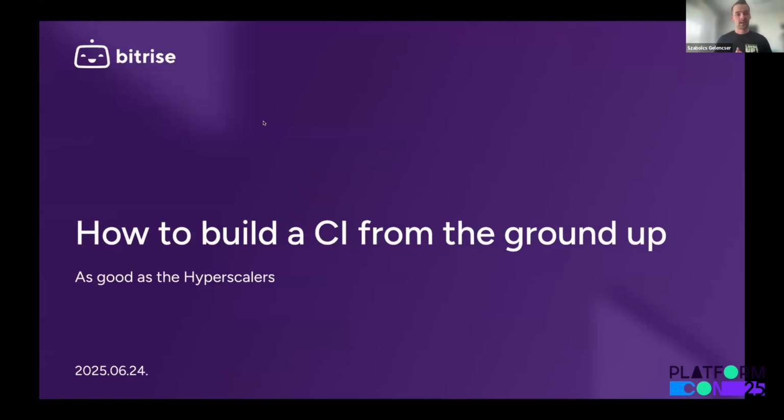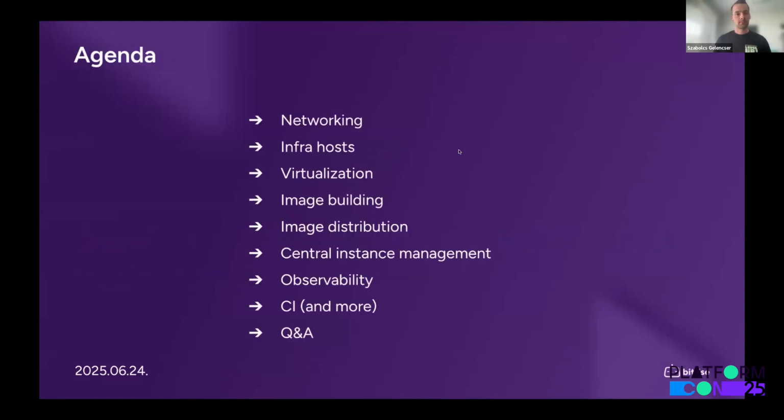Everyone. This is the How to Build a CI from the Ground Up workshop session presentation. It's going to look like this. We are going to start from physical hardware topics, network, infra hosts, and then we are going to go through virtualization related stuff up until CI features, functionalities, logic. And then at the very end, we are going to have a Q&A session.